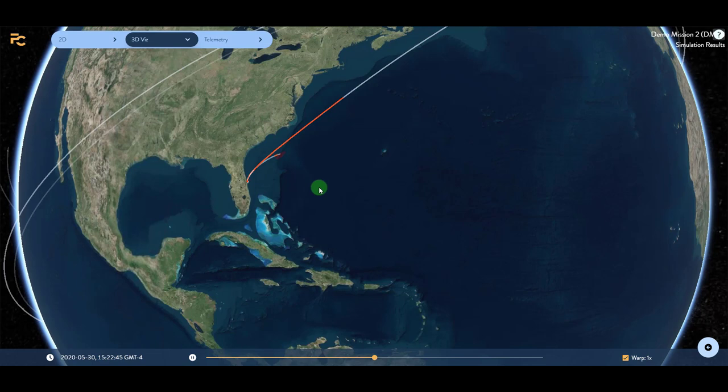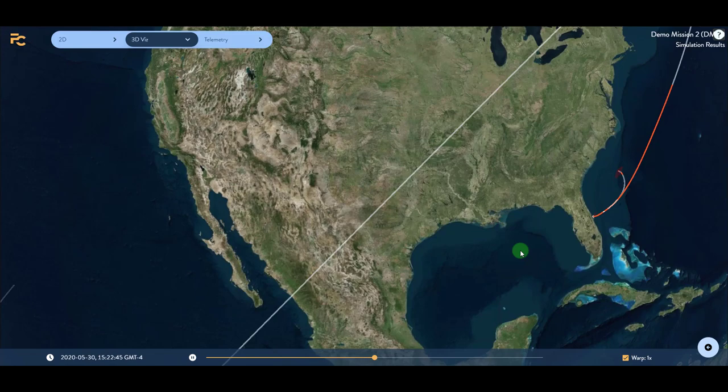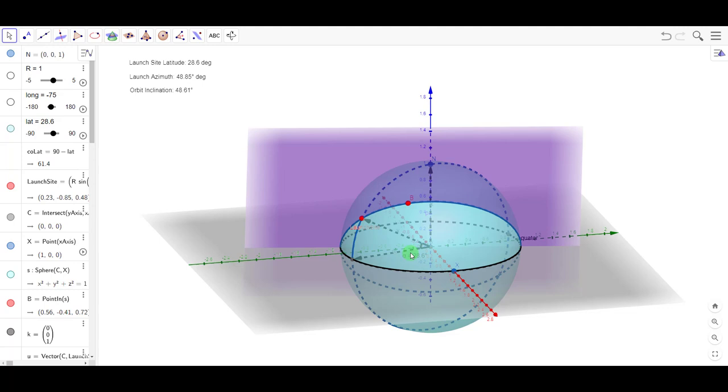Just like Tim Dodd says, the rocket has to go up to get into space, but it also has to go sideways to stay in space. That direction at which it's launching relative to north is the azimuth. And finally, of course, latitude is this angle measured from the equator to the launch site at the center of the planet or moon.